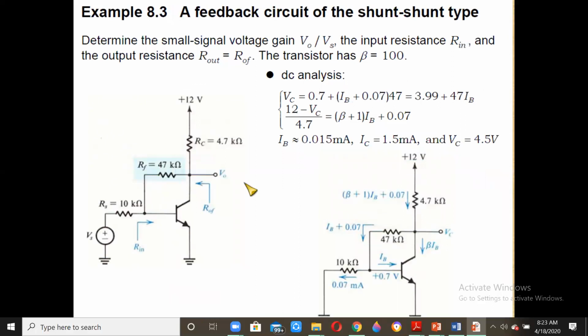So taking an example here of the shunt-shunt type, we need to determine the voltage gain, the input resistance, and the output resistance when beta is equal to 100 for this circuit. First, we need to do the DC analysis.